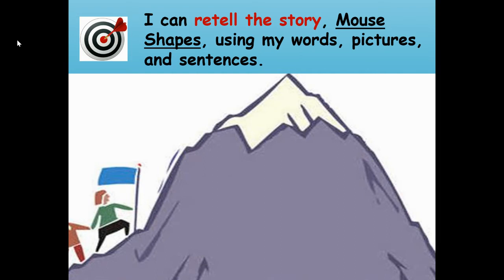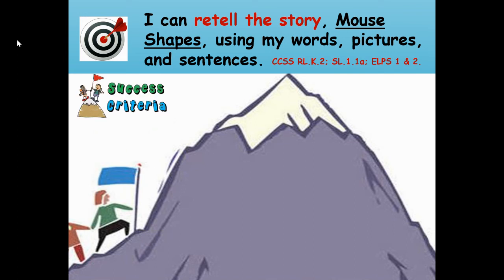Here's our learning target for our lesson. I can retell the story Mouse Shapes using my words, pictures, and sentences. Success criteria. That means how will you know you're successful at retelling the story Mouse Shapes using words, pictures, and sentences? Well, here are your steps to success.